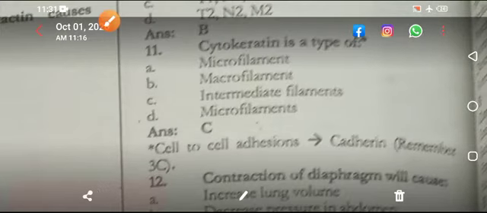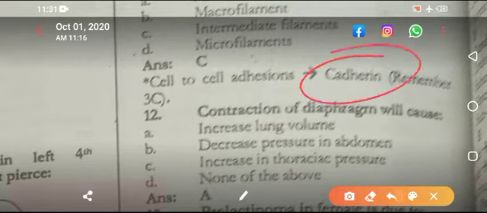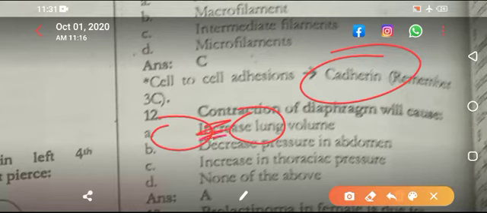Cytokeratin, the type of this is intermediate filament, that is the right answer. Cell to cell adhesion, that is cadherin, and there is an MCQ that in carcinomas we are having mets due to a loss of, the answer is cadherin. If there are two cells, they are bound together by cadherin. If that is destroyed, then the cell is mobile.